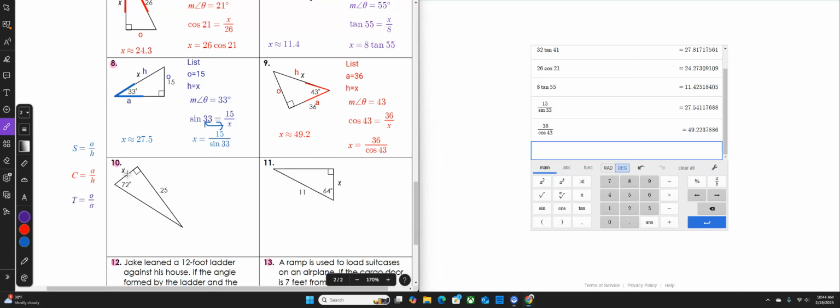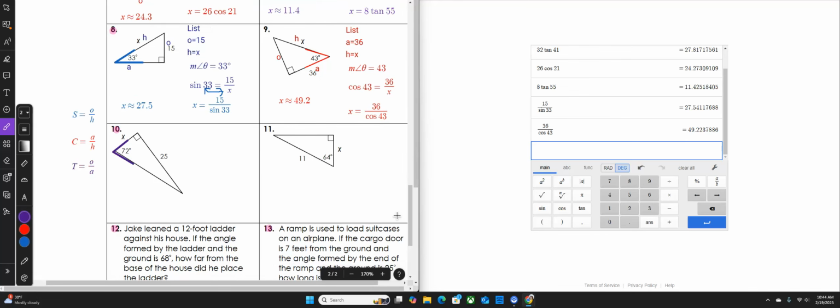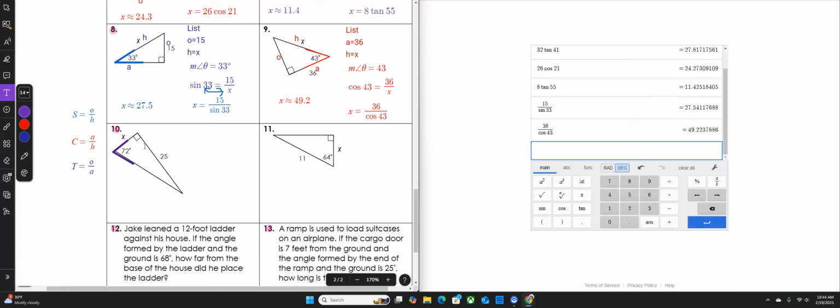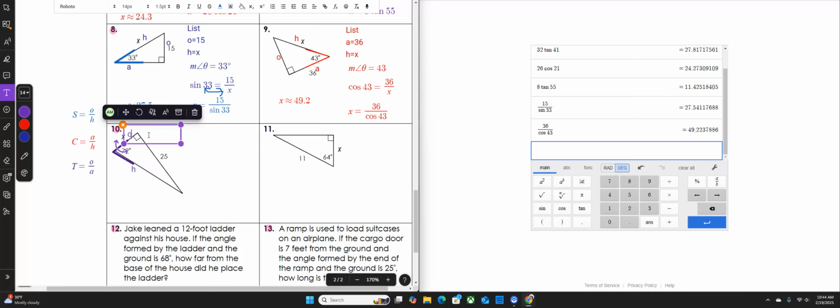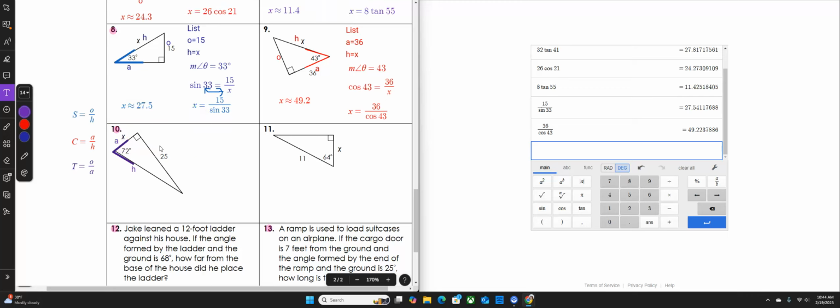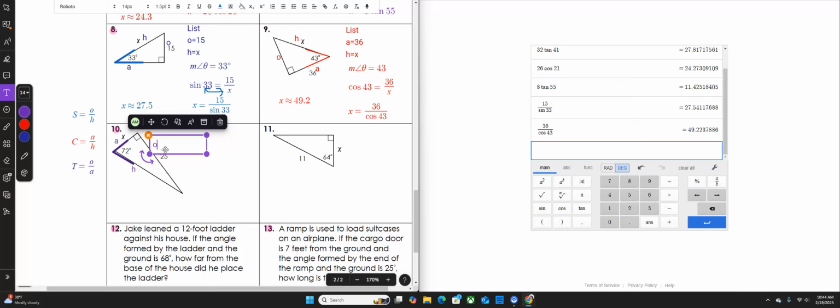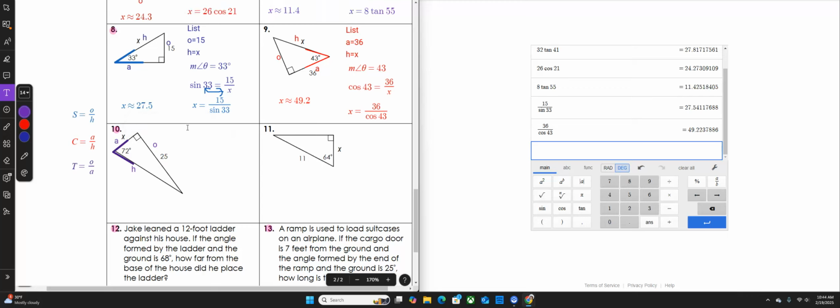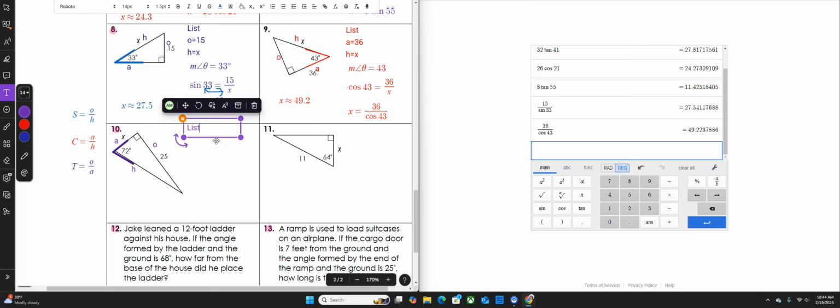Up next, number 10. Again, first thing I'm going to do is trace my angle or highlight my angle. That's weird. Okay, sorry about that. And then I'm going to go ahead and label my sides. We have a hypotenuse, which is directly across from the right angle. Looks like we have no information about it, so we're not going to use it. Our adjacent side is the side that's touching the angle and is not the hypotenuse. And our opposite side is the one that is not touching the angle at all.